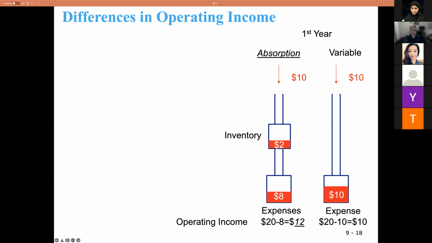So in this case, you can see the operating income is different. Under absorption it is $12. Under variable it is $10. Do you have any questions on this picture?